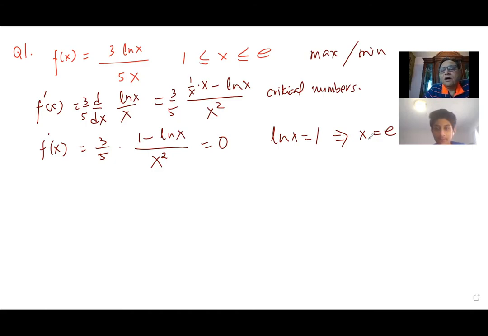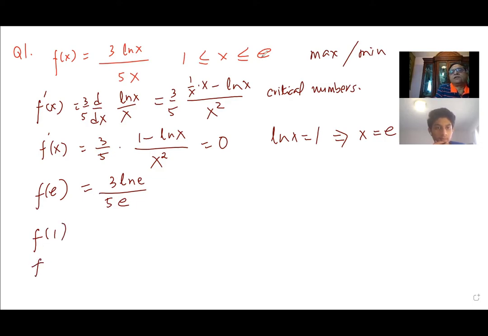Now tell me, how will you figure out whether this is a maximum or minimum? What will you do next? You can find f of e, right, sir? Yes, you find f of e, which is 3 ln 5e over 5e. And you also find f of 1, since it is a closed interval from 1 to e. So basically these two values.